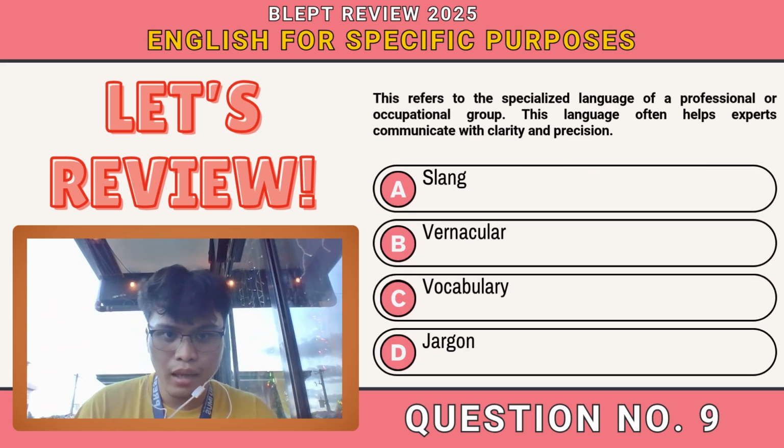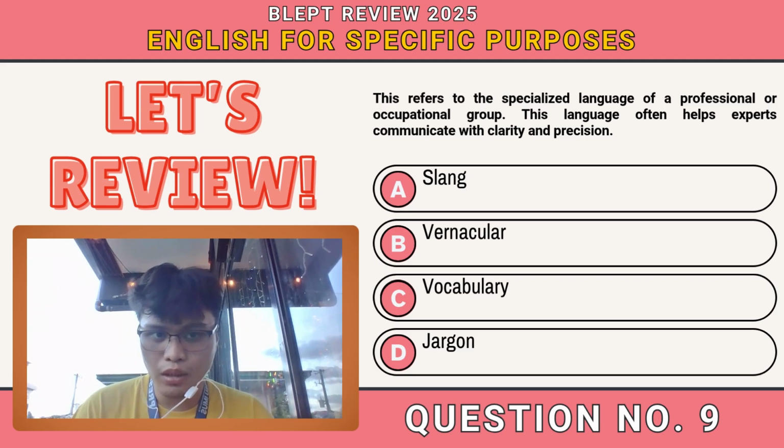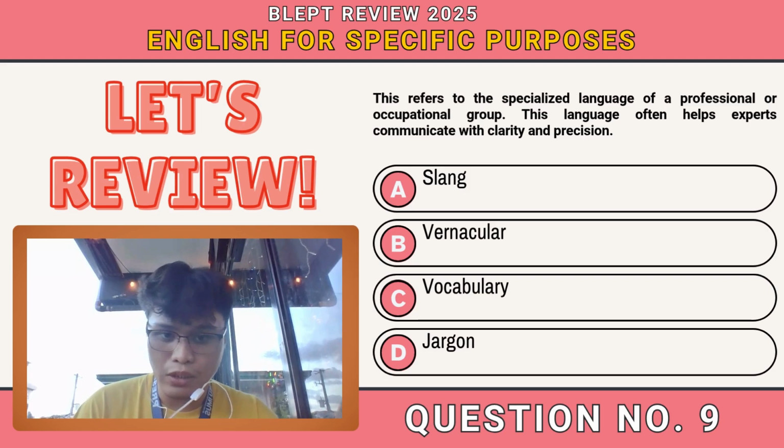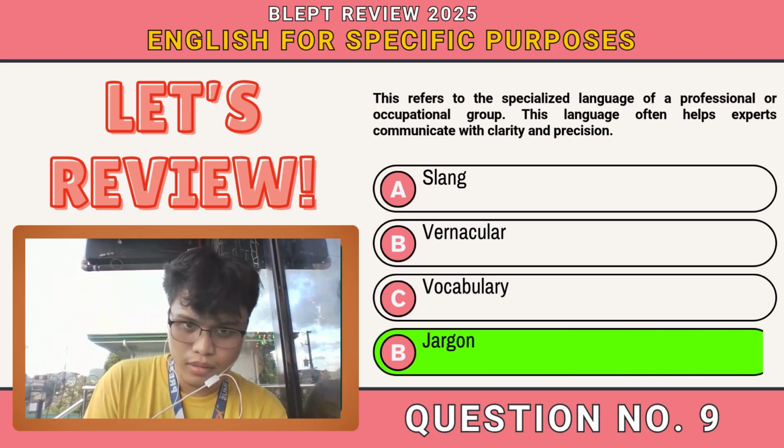And for our next item, this refers to specialized language of professional or occupational group. This language often helps experts communicate with clarity and precision. Is it A, slang, B, vernacular, C, vocabulary, or D, jargon? I will give you some time to pause the video. And the correct answer is? The correct answer is letter D, jargon.